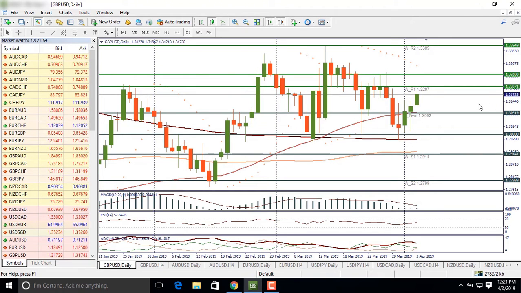Otherwise, if Theresa May fails to find an agreement with the opposition leader Jeremy Corbyn, the pair will slide towards the support at 130.92. And if this level is broken, the next support for the pair lies at 130. If we look at indicators, parabolic SAR still shows the downward movement for the pair.